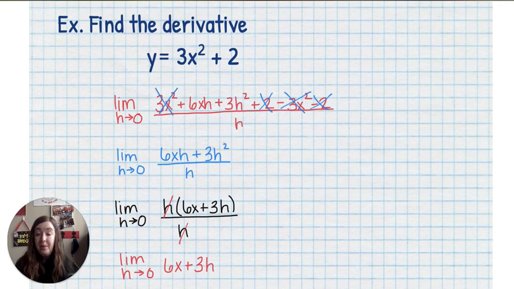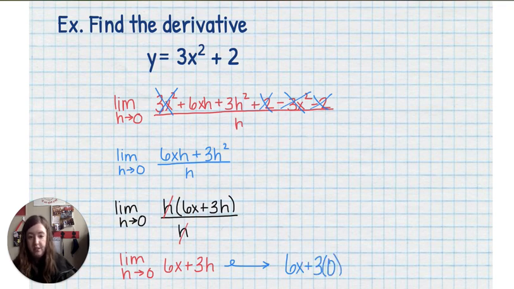So now we can plug in 0 for h, since we won't be dividing by 0 and having it be undefined anymore. So this leads to me going through with 6x plus 3 times 0 in for that h, which will just give me 6x. So 6x is the derivative of 3x squared plus 2.